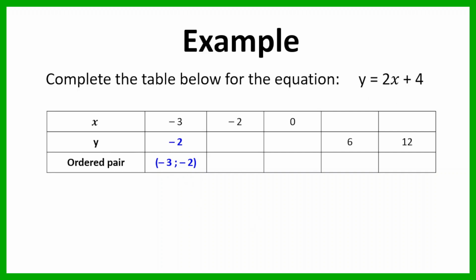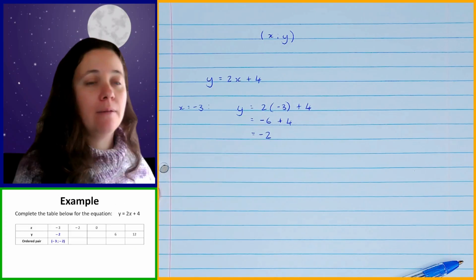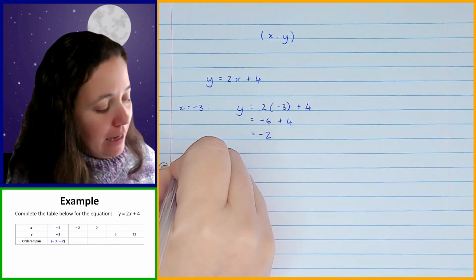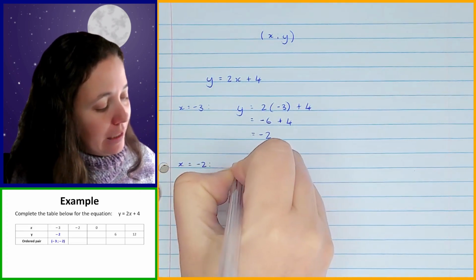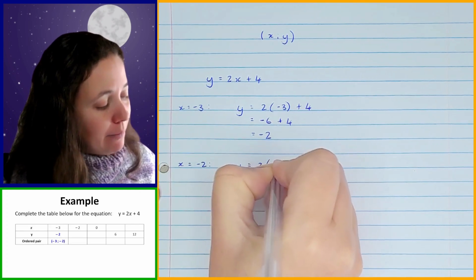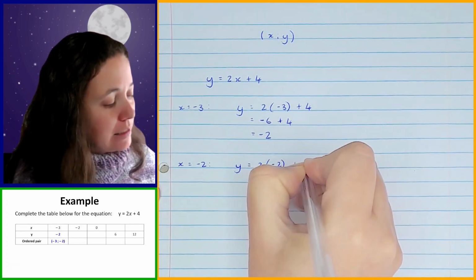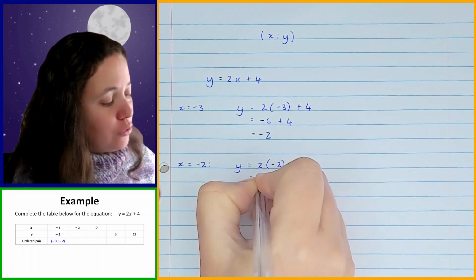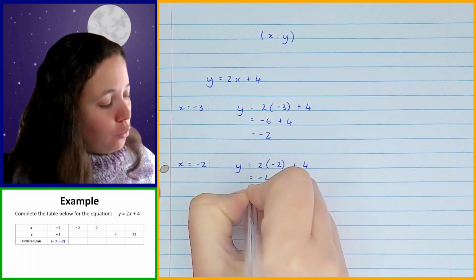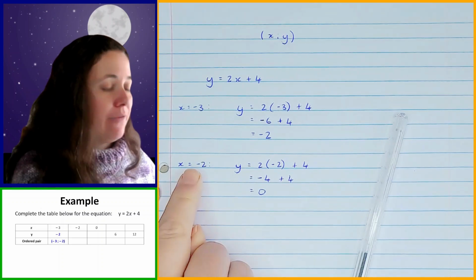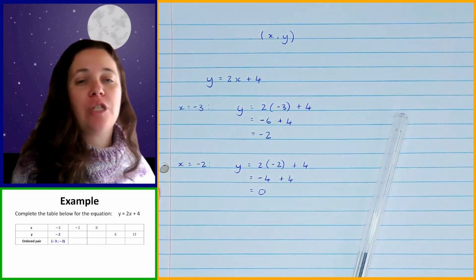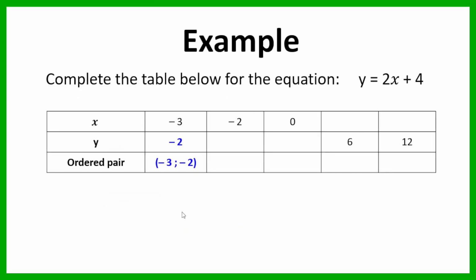Right, now let's have a look at our next one, where x is -2. So we're going to do the exact same thing, but this time I'm going to substitute in -2 for x. So I get y equals 2 multiplied by (-2) in brackets, plus 4. 2 times -2 is -4, plus 4 gives me 0. So that means if x is -2, then y is going to be 0. So if I go and put that in over here, if x is -2, then y is going to be 0, and our ordered pair is going to look like this. We've got -2 and 0 in our brackets like that.